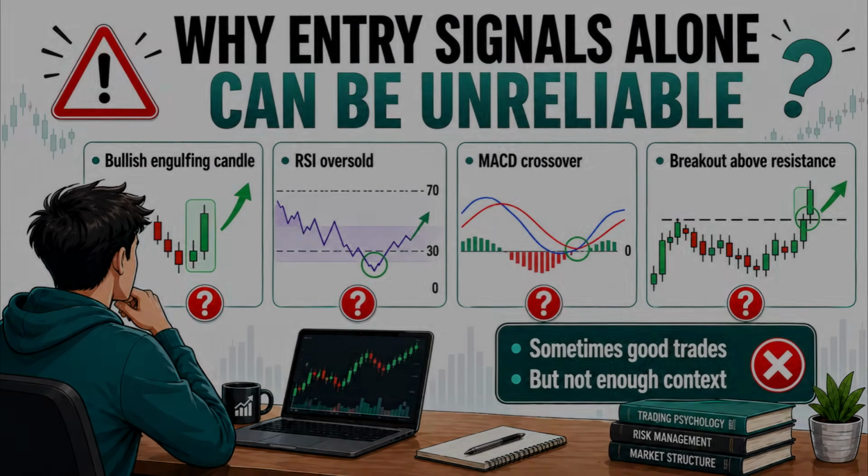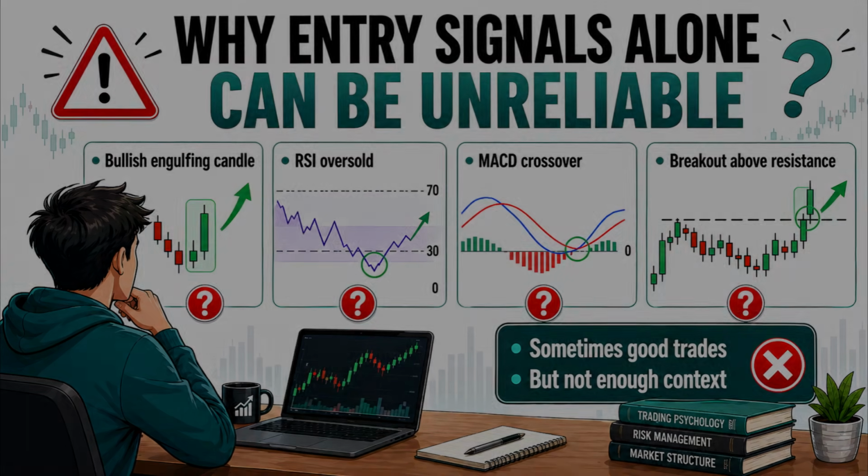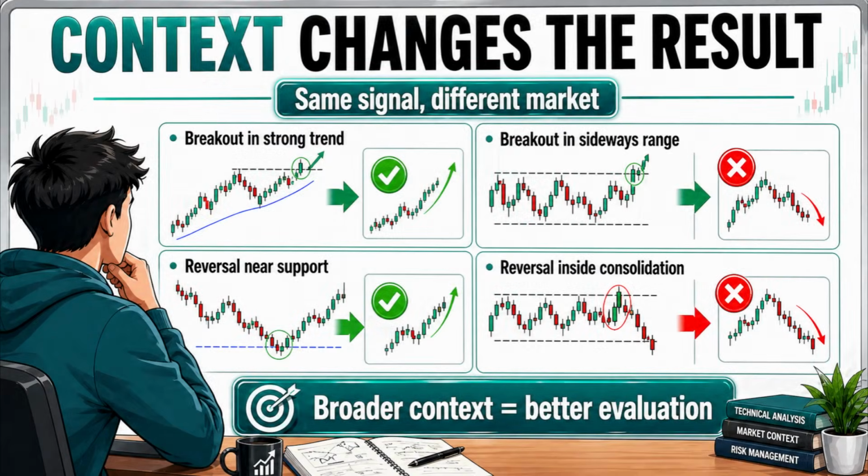Why entry signals alone can be unreliable. Many trading approaches focus primarily on entry signals. For example, a bullish engulfing candle, an RSI oversold signal, a MACD crossover, a breakout above resistance. These signals can sometimes lead to good trades. However, their performance often depends heavily on the surrounding market conditions. A breakout signal during a strong trend may perform very differently from a breakout signal during a sideways market.